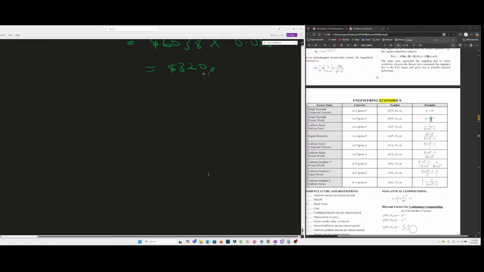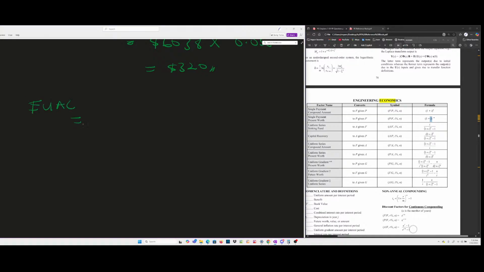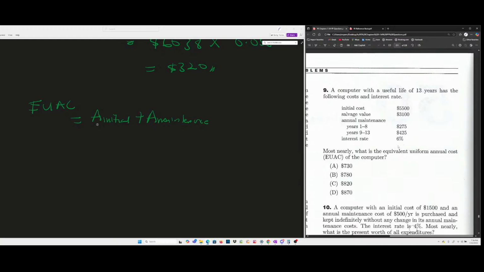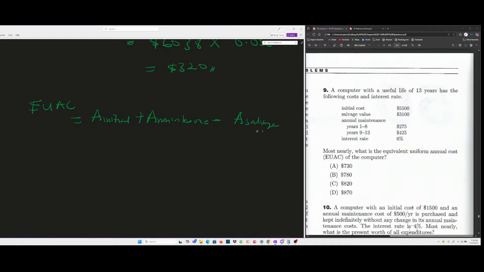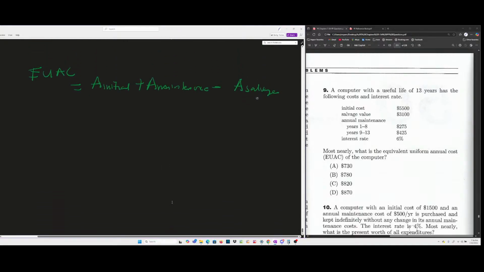Now we have the maintenance. Now we just want to calculate the EUAC. The A initial plus the A maintenance. Do we have an operating cost for the pump? Let me see. We don't have that, so we just subtract the A salvage value.